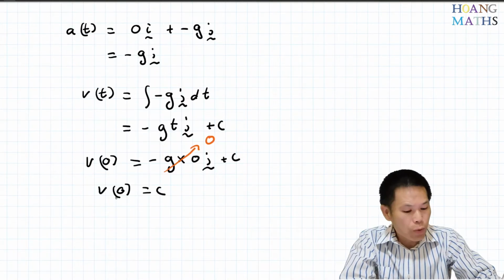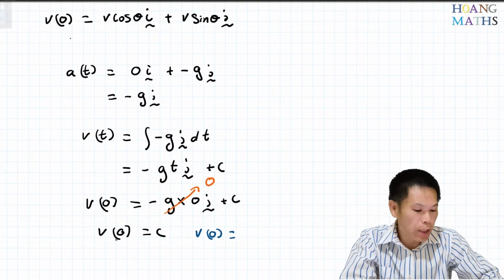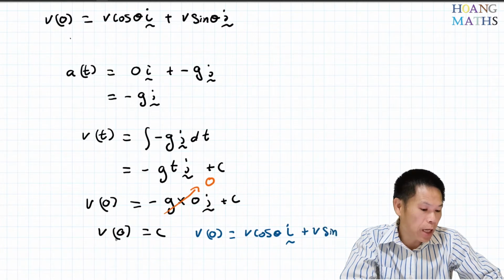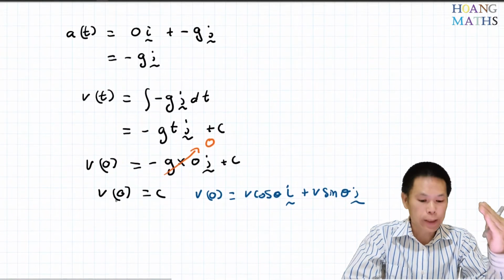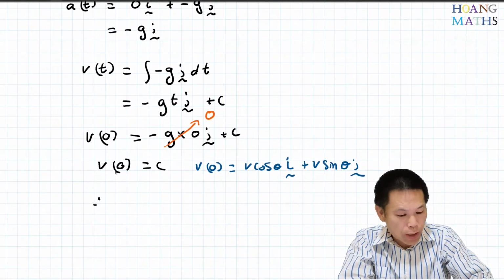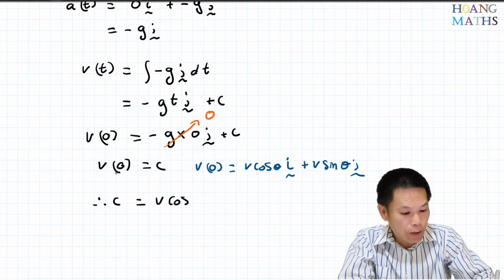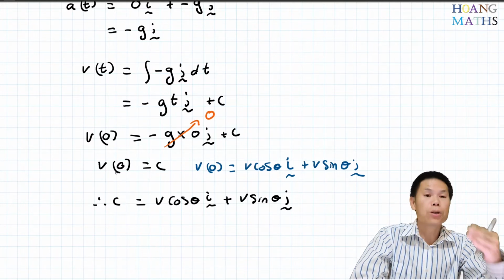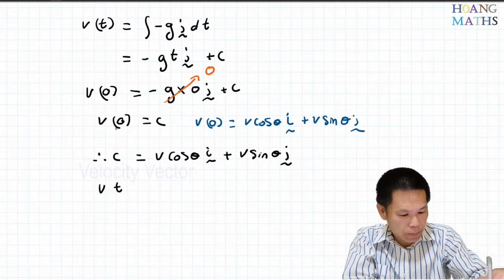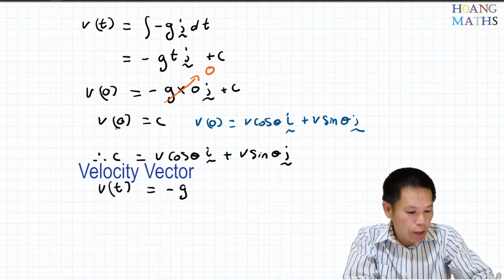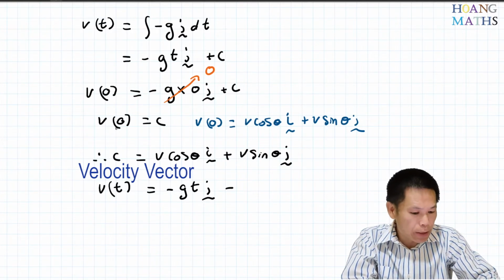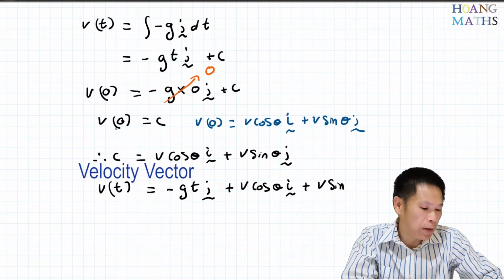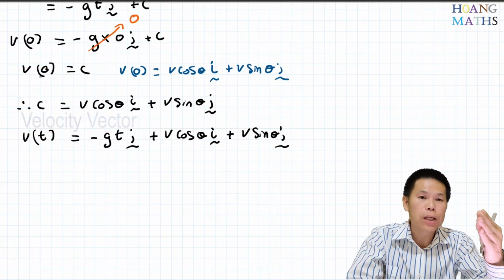Now from the initial condition, we know that v of 0 is equal to V cos theta i plus V sine theta j. Therefore, C is equal to V cos theta i plus V sine theta j. So v of t is equal to negative g t j plus C, but C is equal to V cos theta i plus V sine theta j. So let me rewrite the velocity, putting the j terms together.